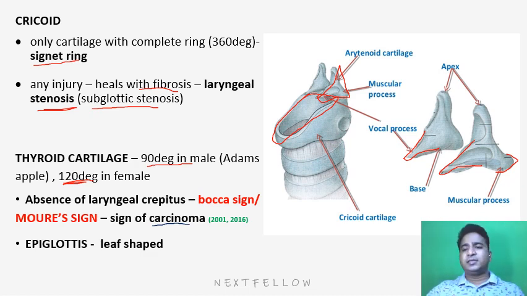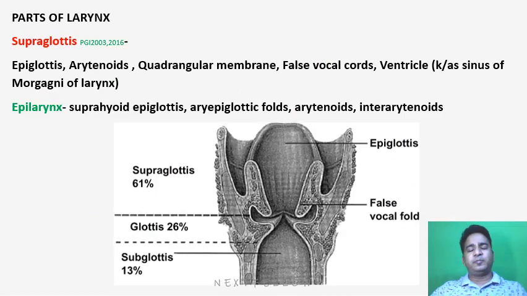Epiglottis we have already discussed. It is a leaf-shaped cartilage made up of elastic cartilage. Now what are the parts of the larynx? Look at the diagram of the larynx. This is a complete diagram. As you can see, this above one, this roof, this leaflet-like structure is my epiglottis.